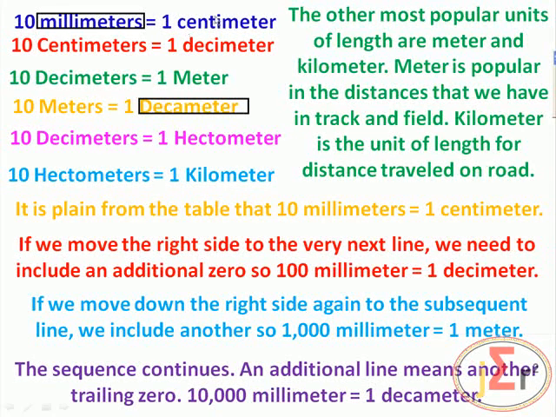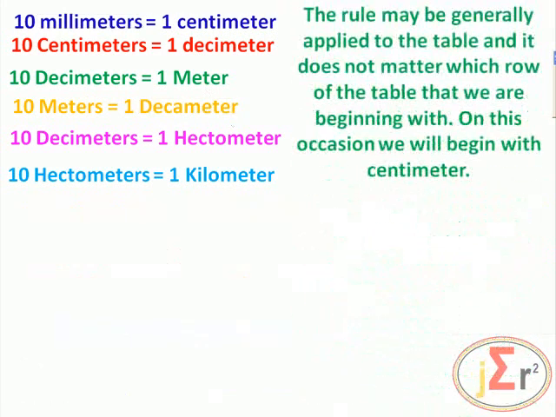So if we keep going down, we multiply by 10 each time, as long as the one over here is kept still. So 10 millimeters, 1 centimeter. 100 millimeters, 1 decimeter. 1000 millimeters, 1 meter. 10,000 millimeters, 1 decameter, and so on. The rule may be generally applied to the table and it does not matter which row of the table that we are beginning with. On this occasion, we will begin with centimeter.